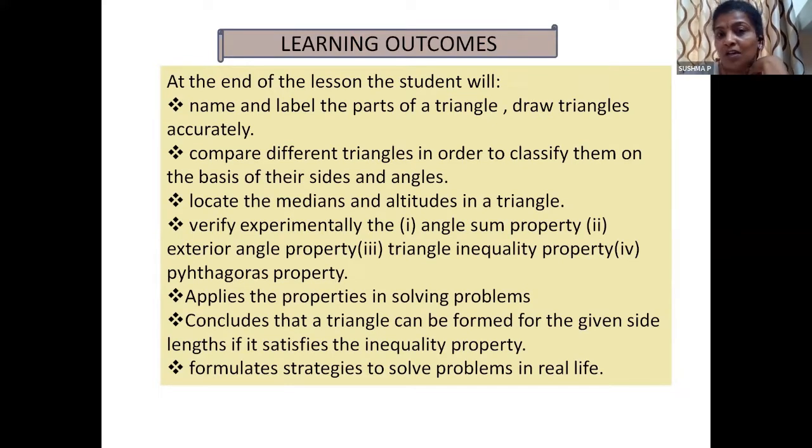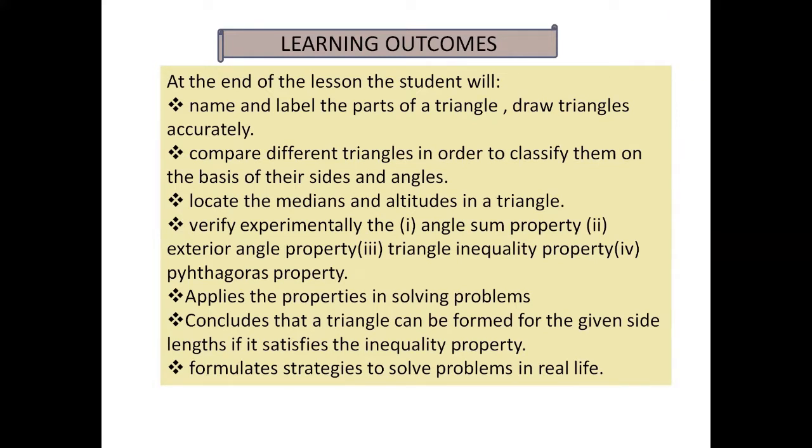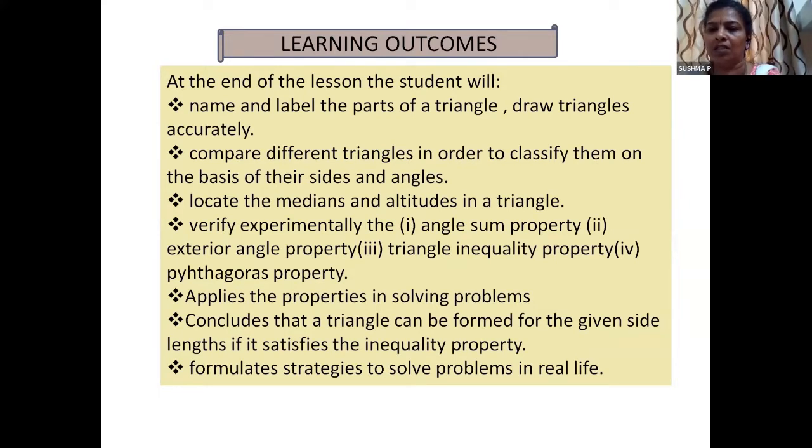Before that, what are the learning outcomes that I have written for the lesson? You can just go through and read it. At the end of the lesson, the student will be able to name and label the parts of a triangle. Draw triangles accurately. I have taken only a few of them because you can't fit in everything. So just the basic things, what you expect of the child to understand when you do that lesson. We should ask ourselves: what do we expect the child to do?